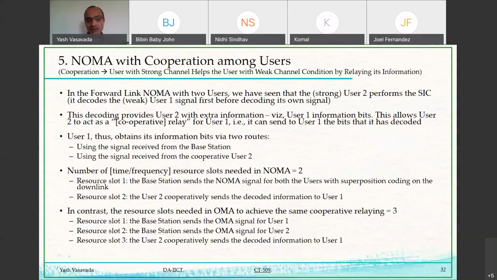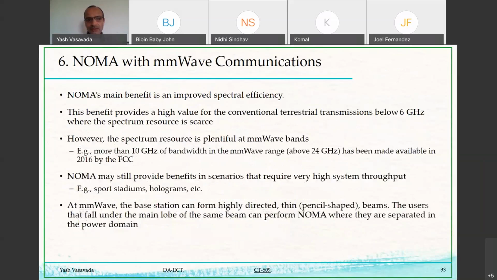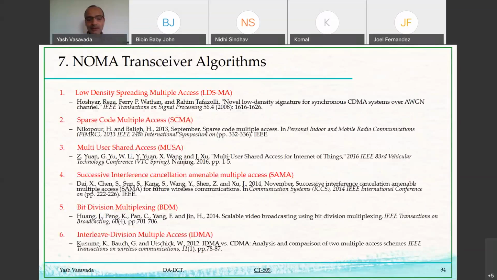Cooperation among the users is facilitated with the use of NOMA. We saw that, and then we also looked at the potential applicability of NOMA with millimeter wave communications in 5G. Then the last topic is on the NOMA algorithms, specifically the successive interference cancellation type of algorithms. And we saw that there are multiple different techniques: the low density spreading type of NOMA, the sparse code multiple access NOMA, multi-user shared access NOMA, and so on.